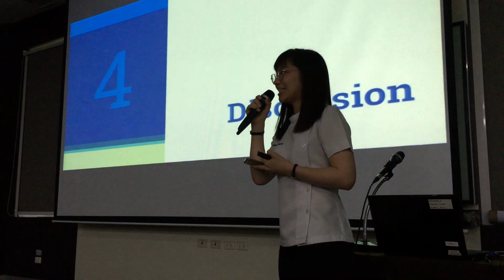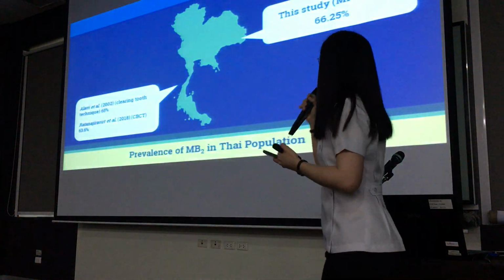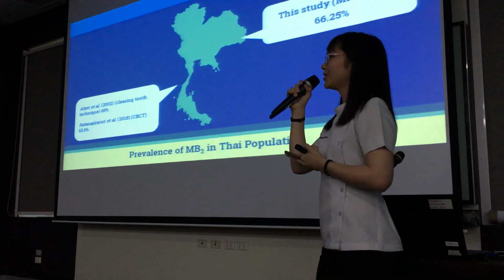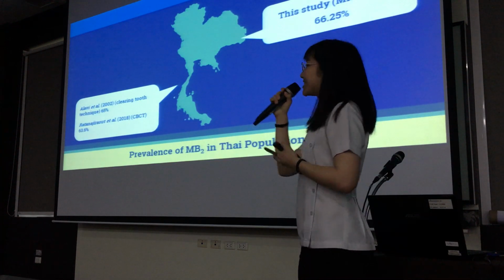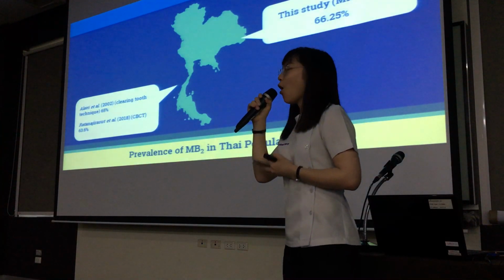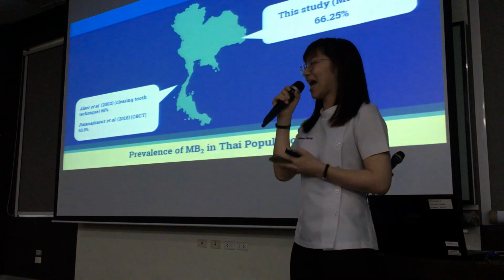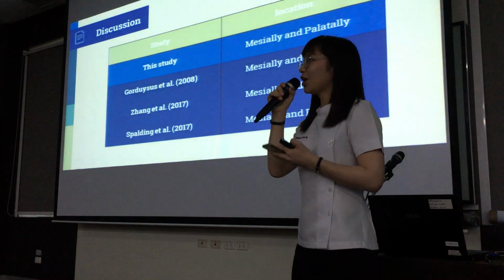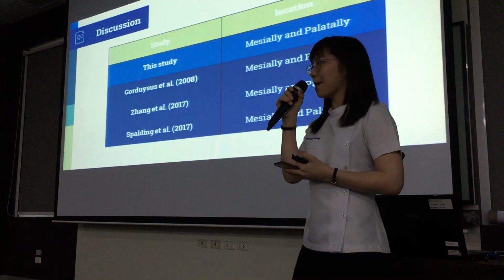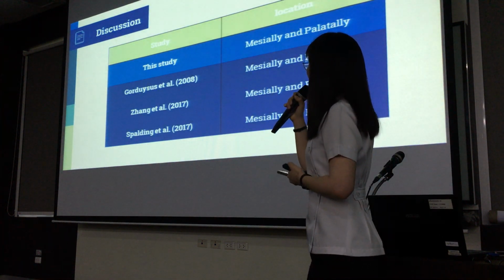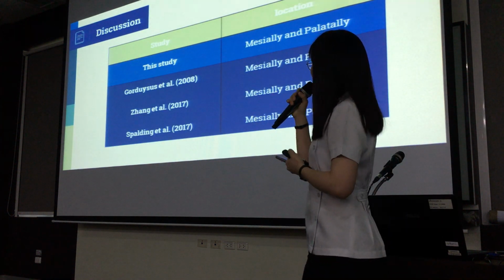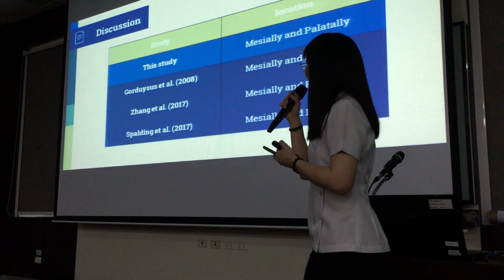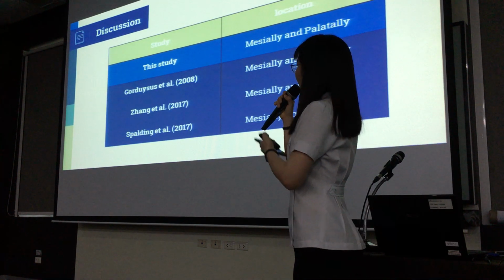Let's move to the discussion. The prevalence of the MB2 root canal in Thailand was found to be 66.25%, which is similar to the previous study. The horizontal geometric location of the MB2 canal was found to be mesial and palatal to the MB1 orifice, which was similar to the previous study.